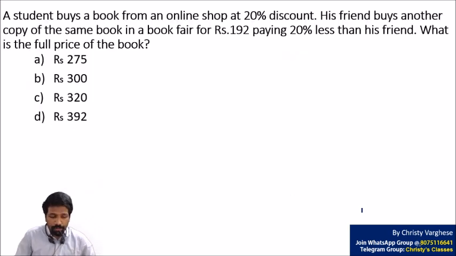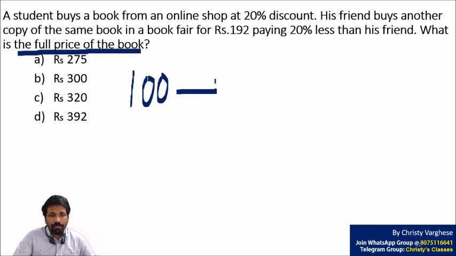Another previous year question. All the 3 questions I have shown today are previous year questions. Here also taking example is the best method to do this. Instead of taking option by option and eliminating, taking example is the best method. What is the full price of the book is the question. So let 100 be the full price of the book.